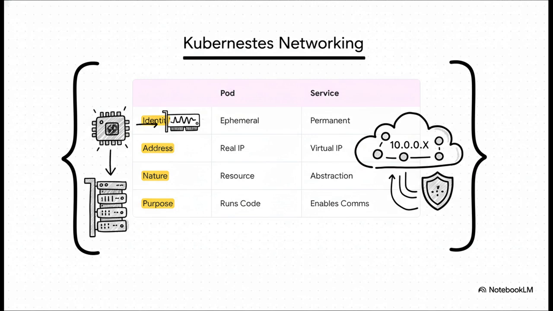A pod is a real thing. It's actually running your code, using CPU and memory. It has a real IP address. A service, on the other hand, is just a logical idea, an abstraction. It doesn't run any code itself. Its one and only job is to provide that stable, virtual IP so other things can communicate without chaos.